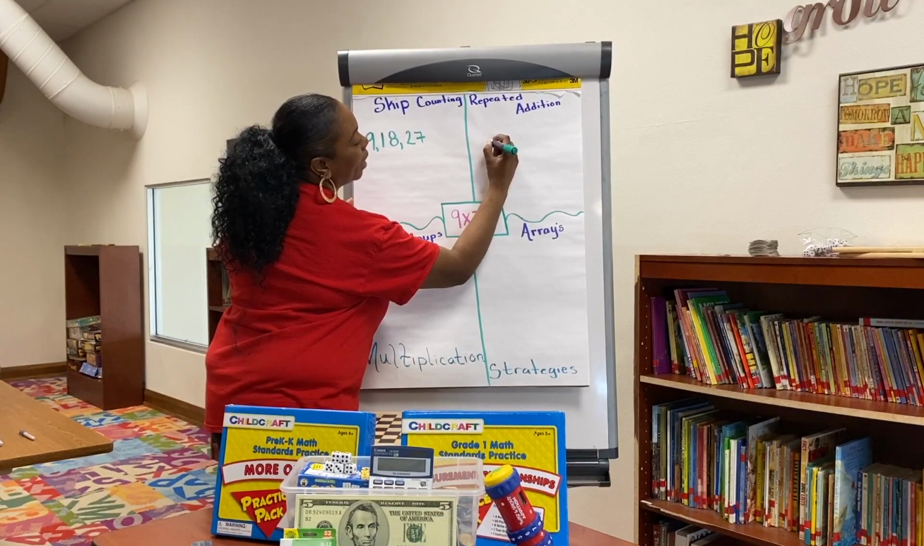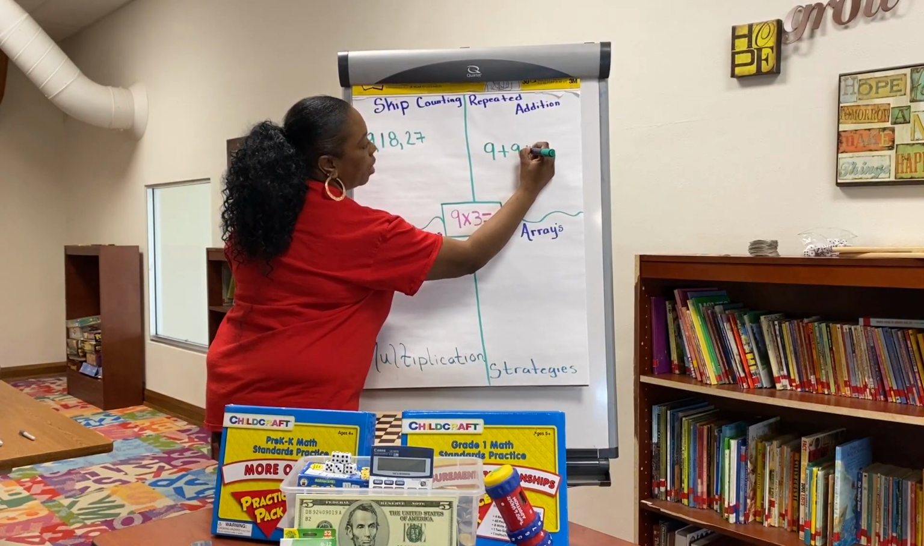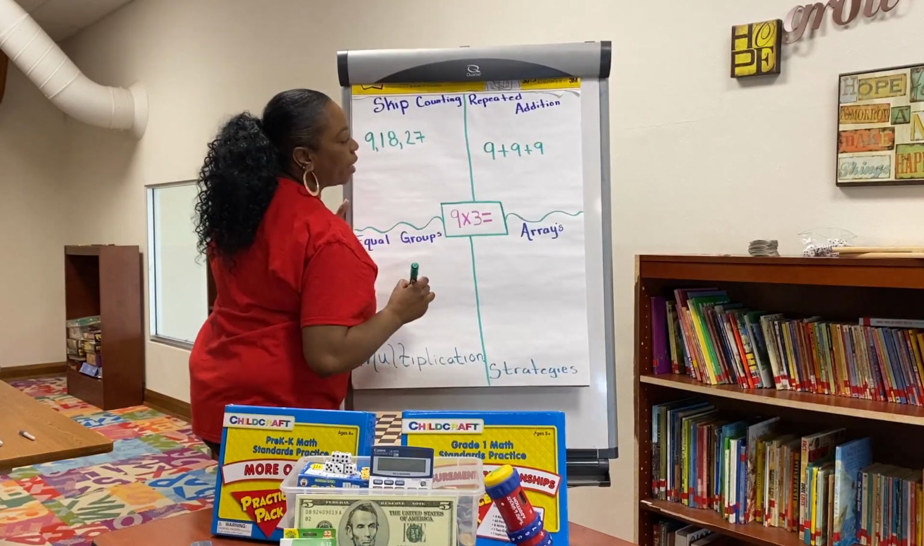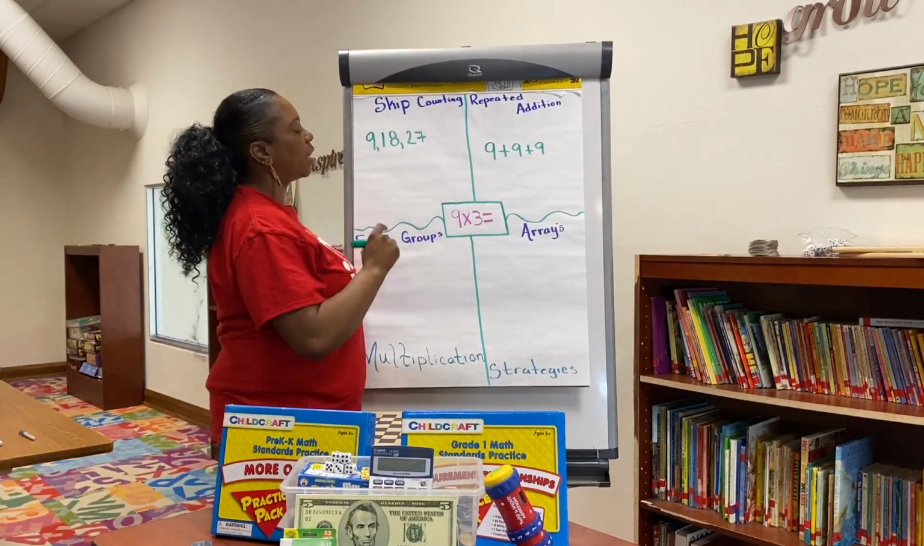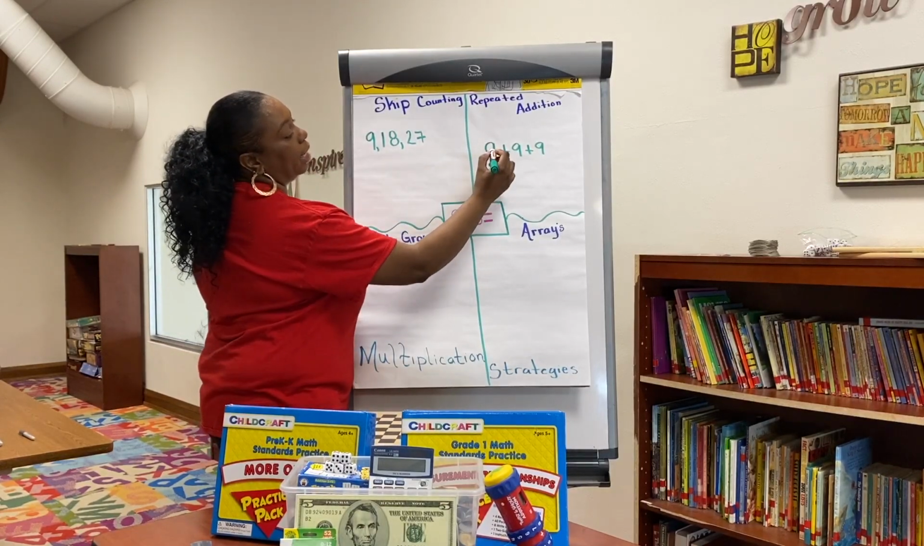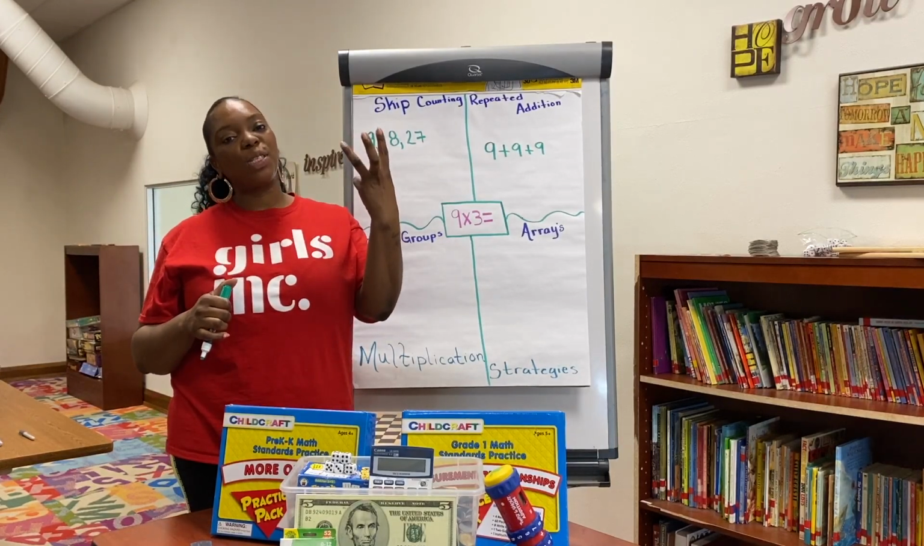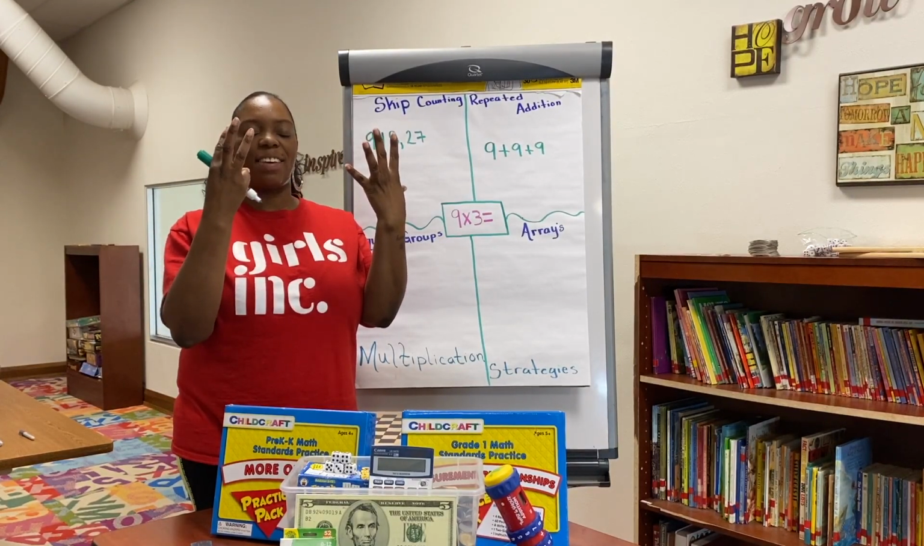So we have 9 plus 9 plus 9. Now, if this is done correctly, we should get the same product as we did before, 27. So first we're going to add 9 plus 9. Again, it's okay to count on your fingers. 9, 10, 11, 12, 13, 14, 15, 16, 17, 18.